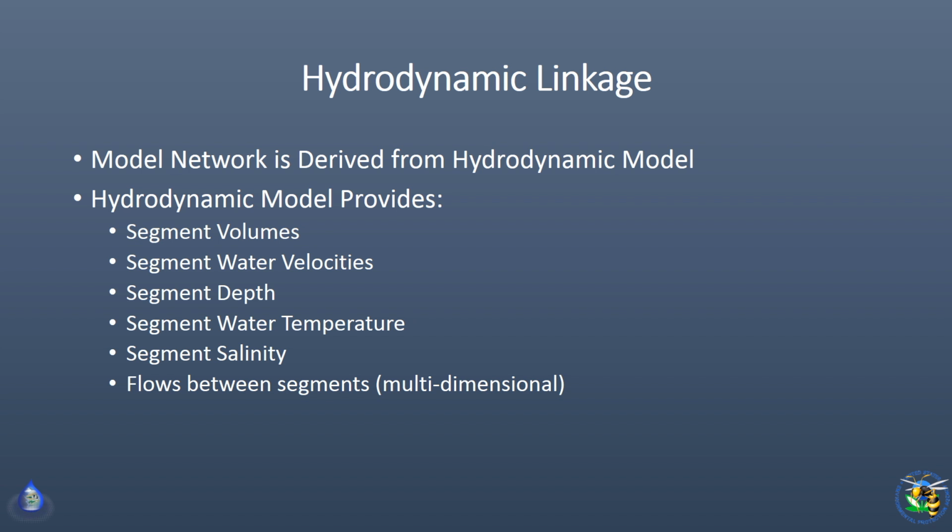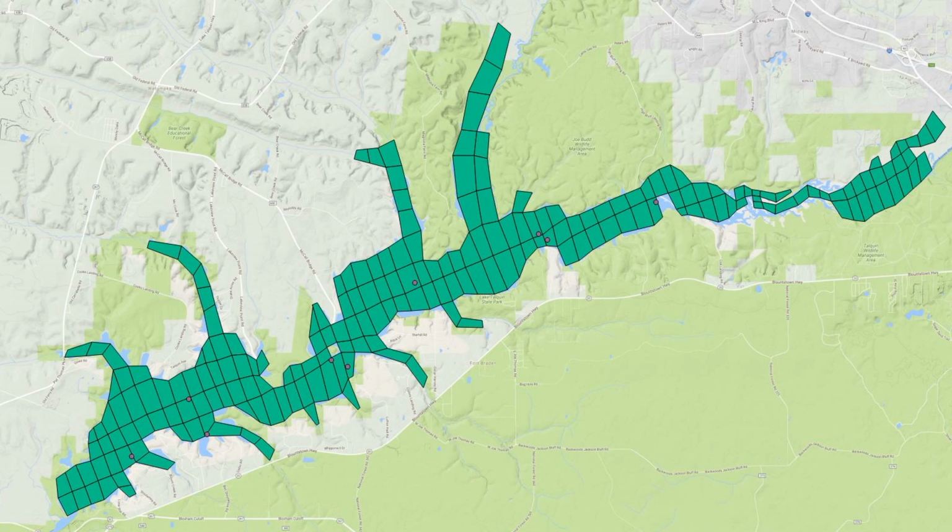So in my little example here, this is a very simple grid for an EFDC model for a small lake in Florida. And I'm just going to show you that this is actually the model domain that was generated for EFDC, and you will see that WASP will use the same domain when we pull the hydrodynamic linkage file.